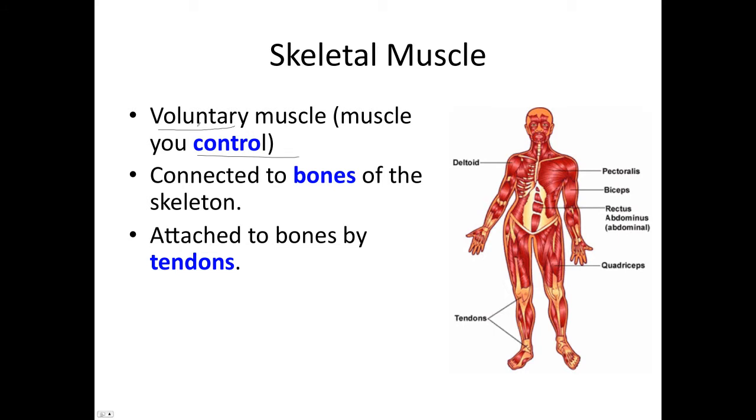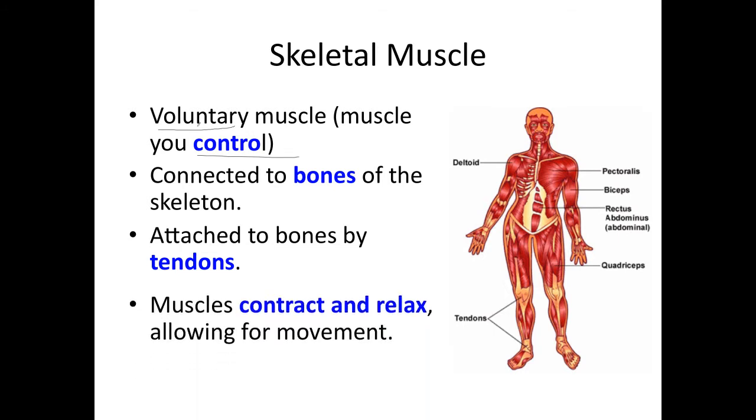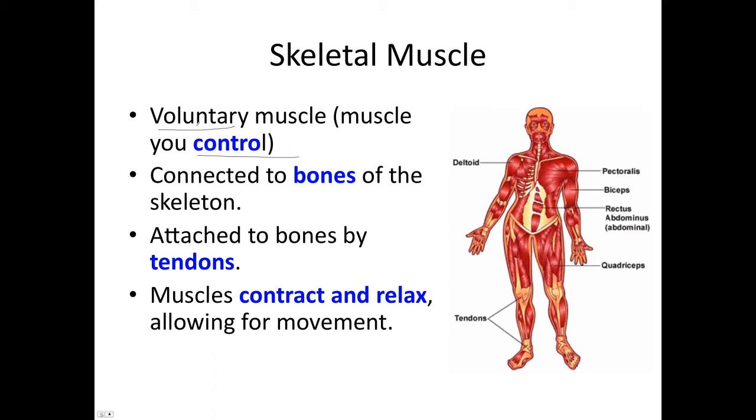They are attached to bones by tendons. Muscles have to contract and relax in order for movement to occur. That means they have to shorten and then go back to their normal length. So think of doing curls at the gym. When you're curling, your bicep is contracting and your triceps are relaxing. So muscles are going to work in pairs to help for movement.